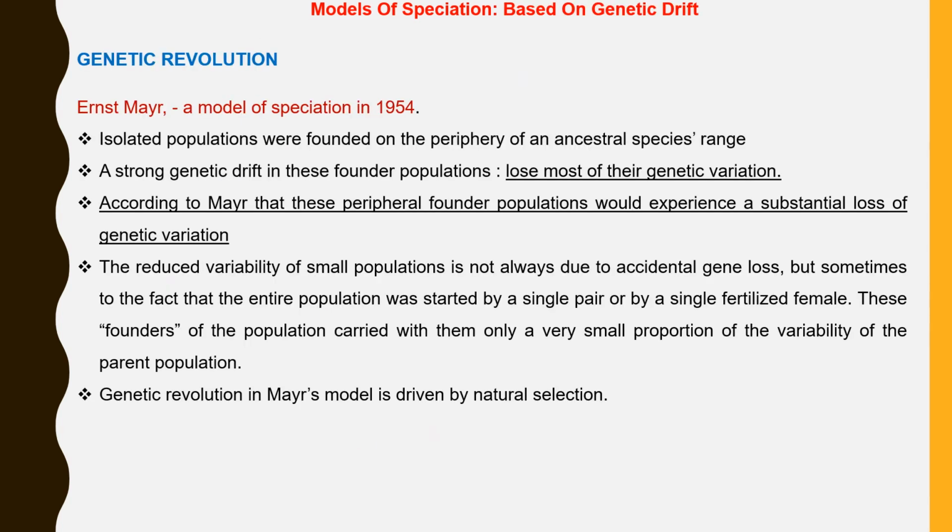The genetic revolution theory was put forward by Ernst Mayr in 1954. According to this theory, a founder population formed from an ancestral population would have less genetic variability. In certain cases, the entire population could have been started by a single pair or by a single fertilized female. Natural selection acts on this founder population, and with time a new population is created which is diverse from the ancestral population, leading to speciation.